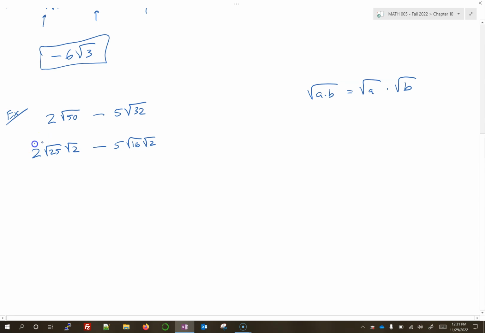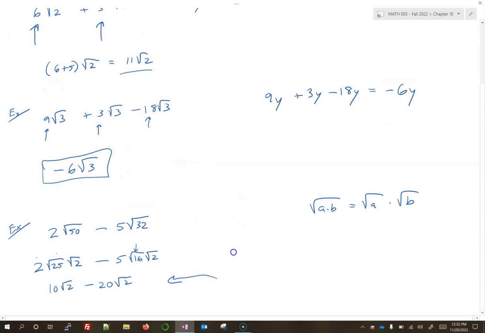So we know that 2 times the square root of 25, the square root of 25 being 5, is going to be 2 times 5. We get 10 square root of 2. And then this is the square root of 16, which we know to be 4. So negative 5 times 4 is going to be minus 20 square root of 2. And then now on this line, we have two terms with the same radical.